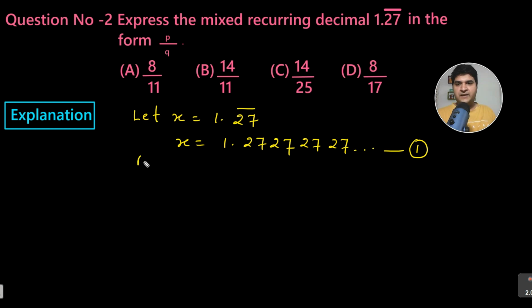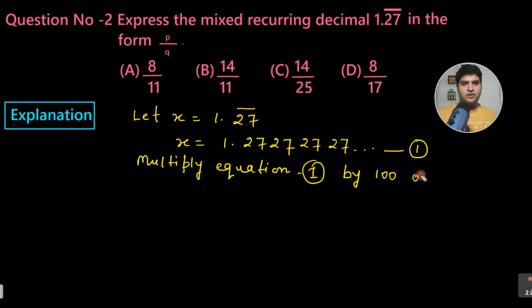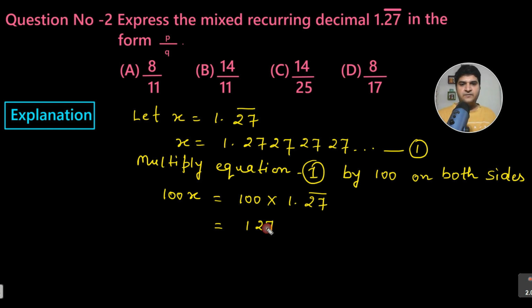So let me write down: multiply equation 1 by 100 on both sides. Once you multiply, x will become 100 times x, and we multiply 100 times 1.27 bar over it. If you multiply by 100, the decimal will shift to the right by 2 digits, so this becomes 127.27 bar over it. This will be your equation number 2.